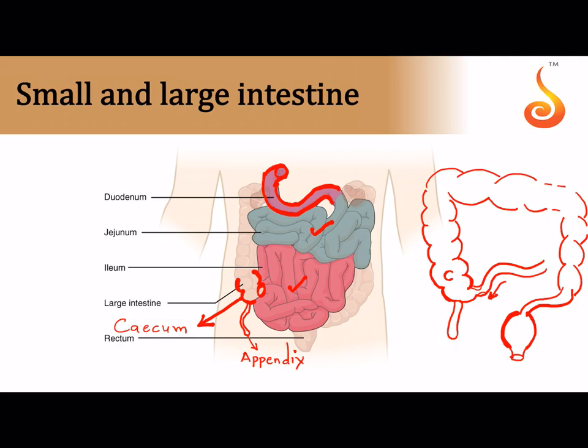So remember, there is the cecum, and then the ascending colon, and then the transverse colon, and then the descending colon. So the transverse colon runs horizontally, while the ascending and descending colon run vertically, upwards and downwards respectively. Then the S-shaped colon which is called the sigmoid colon, and then the rectum, and finally it opens out into the anal canal. The small canal is the anal canal which opens out through an aperture called the anus.